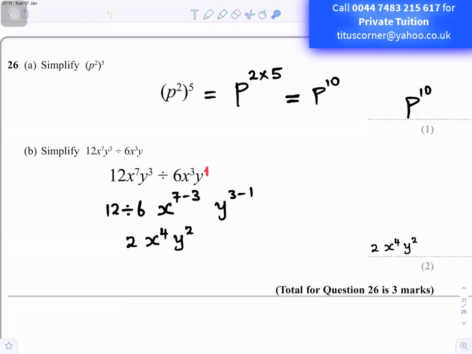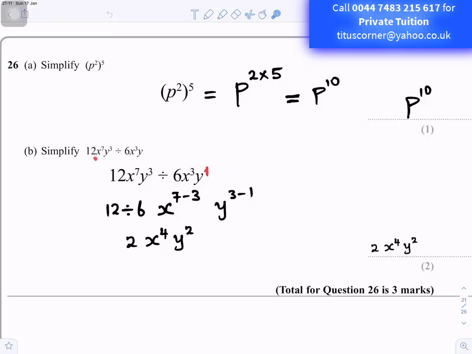Question number 26. Simplify p squared, bracket, to the power 5. When you want to remove the bracket, you multiply the powers. So it's 2 times 5, which is 10. So it's p to the power 10.